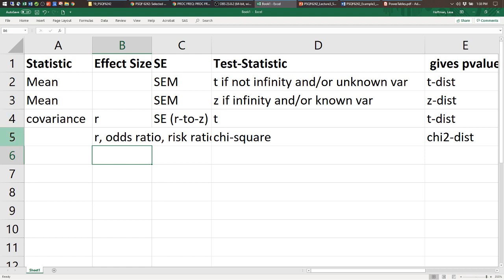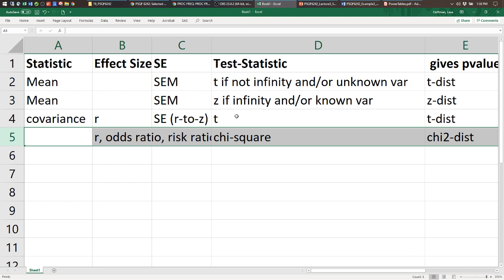So the categorical data one looks a little bit different than the others, because there's no statistic that is computed that you then have to transform into a distribution. It's chi-square directly.